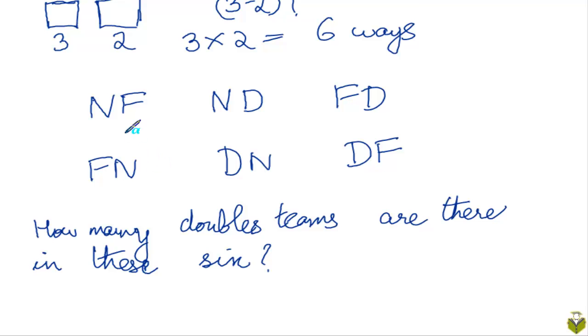Does it matter whether I place Nadal before Federer or Federer before Nadal in a doubles team? It does not, right? Whatever you say, the two players in a doubles team play together, so it doesn't matter whether I place one before the other. Doubles teams don't become different just because I put Federer before Nadal or Nadal before Federer. So this is only one team. These two arrangements correspond only to one team. Similarly, this one, right?